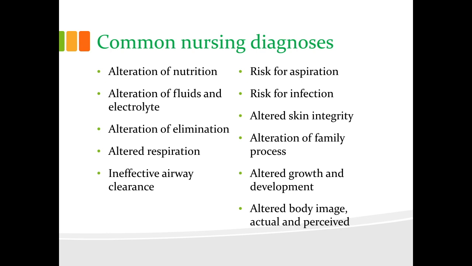Altered skin integrity is a result of acute or chronic diarrhea. The alteration of family process goes along with the congenital defects, things like cleft lip and palate, biliary atresia, esophageal atresia, because this requires long-term hospitalization for these children. In the case of biliary atresia, they actually need to have a liver transplant to survive, and so that would certainly put a wrench in your family plans.